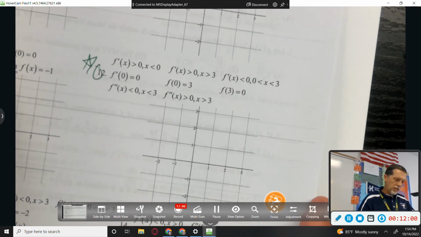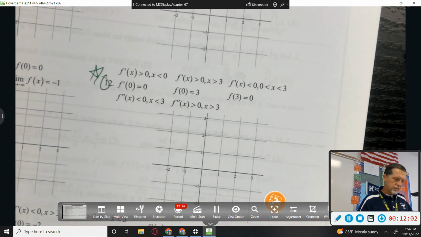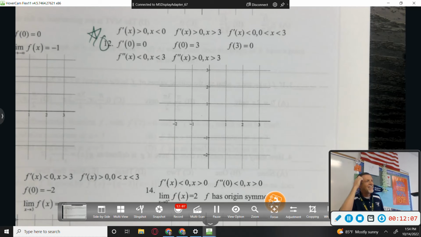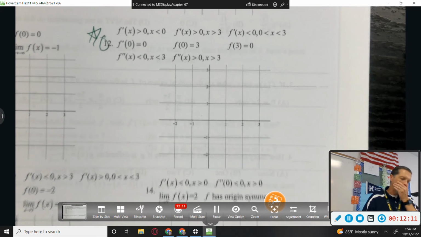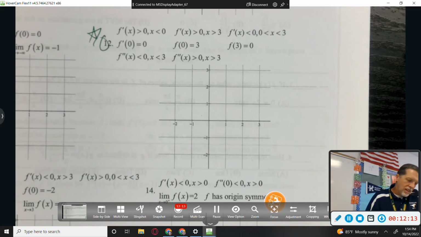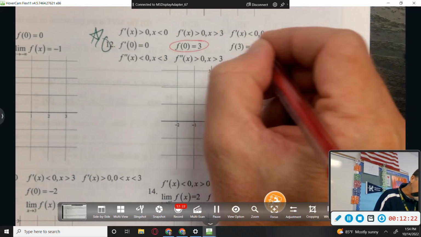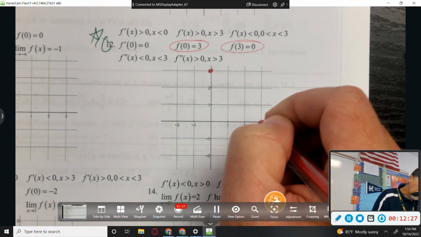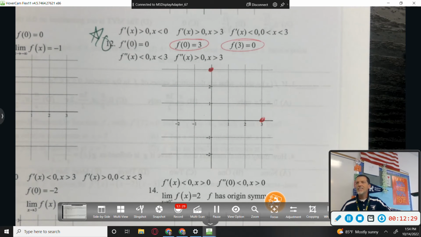5 more minutes. Let's look at number 12. Number 12. If you can dodge a wrench, you can dodge a dodgeball. That's number 12. That's a lot of stuff about first derivatives and second derivatives. But what I find most helpful are the actual points in there. F of 0 equals 3. F of 3 equals 0. Okay. Sort of anchor my graph. I got that part right.